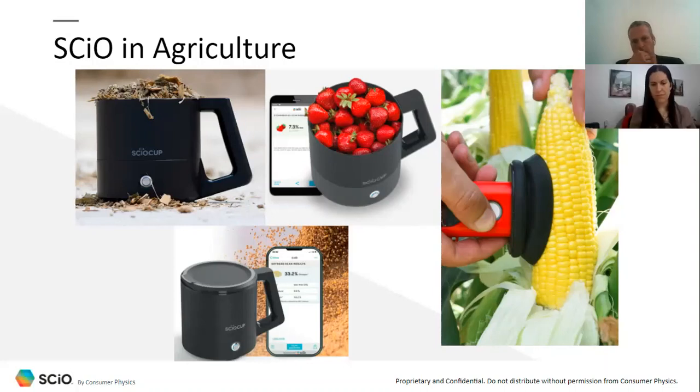One other example that's not with the SCiO Cup, it's actually with the SCiO Mini, is testing corn moisture pre-harvest. So the cup is mostly used post-harvest. Now the Mini can be used pre-harvest to determine the corn moisture on the cob and take decisions like harvesting time and other decisions that may be important for people who grow corn and seed corn.